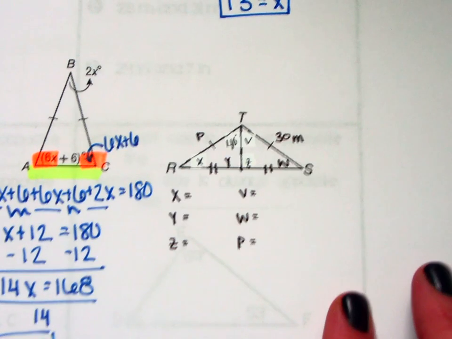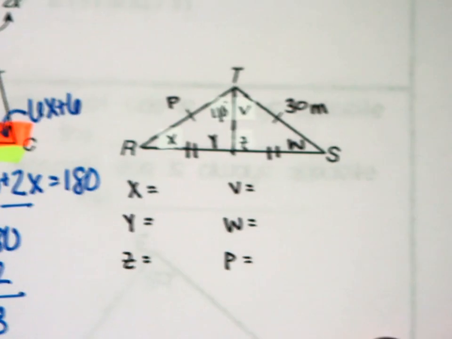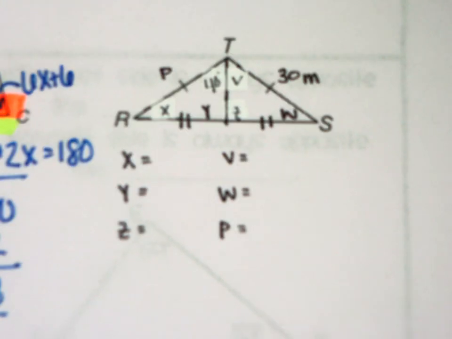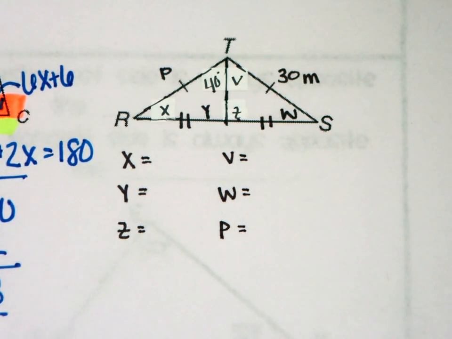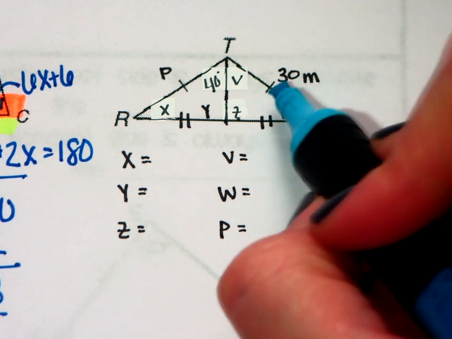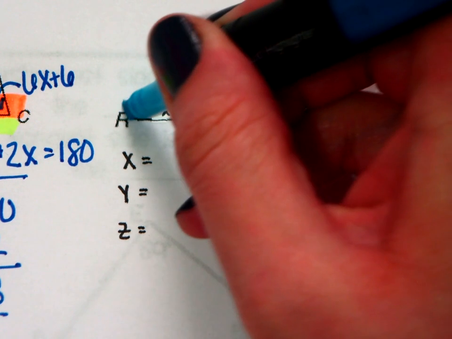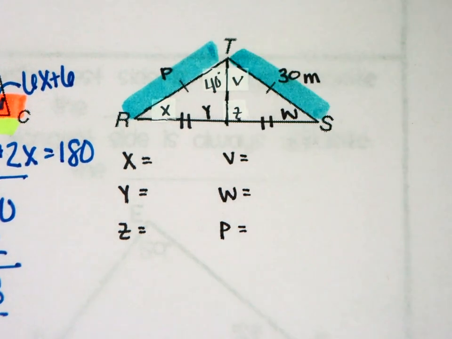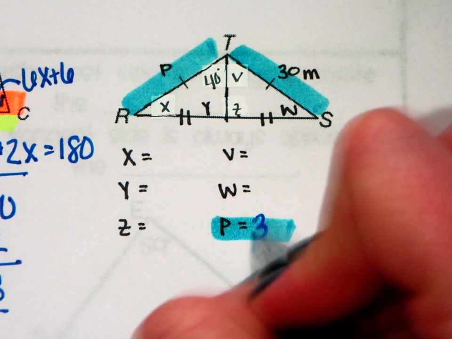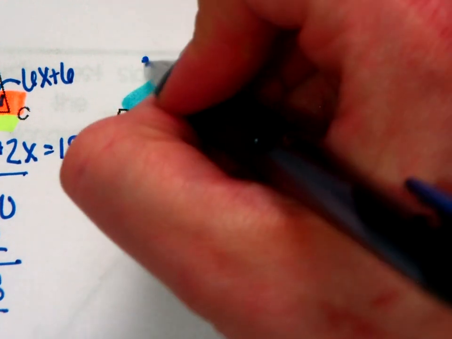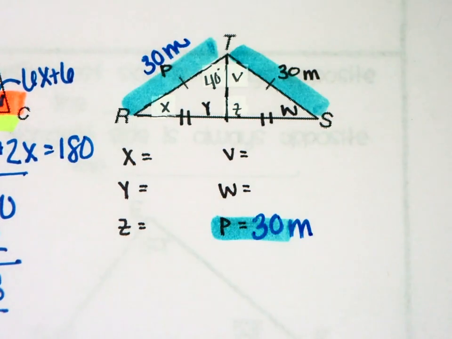The very last one is using that perpendicular bisector theorem. All right, so let's go ahead and start. So this is isosceles. So we should easily be able to identify the legs of the triangle. I've got this side here marked as 30, which means this side is 30. So segment P is 30 meters. I'm going to add that here. Because remember, they're marked congruent.